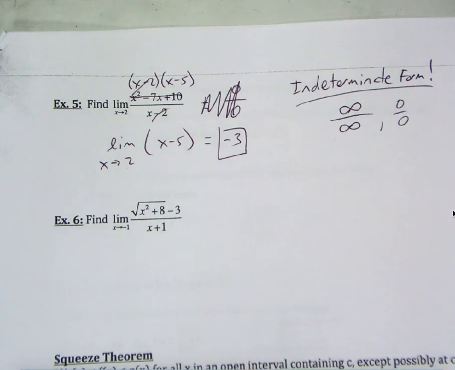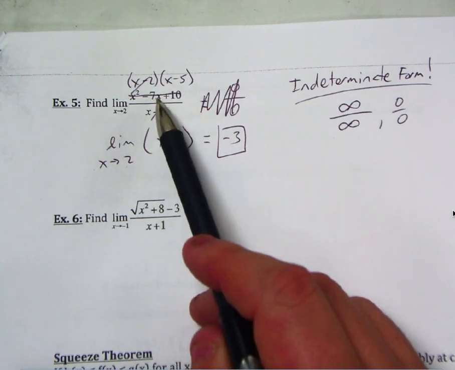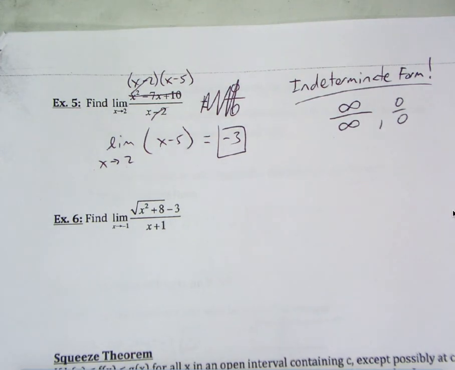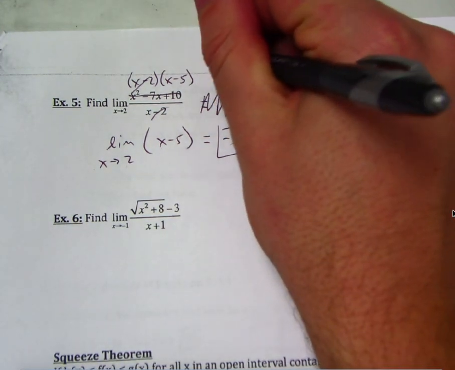So that's one analytic way. If you try direct substitution and you get 0 over 0, see if something factors and cancels, and then try direct substitution again. Okay, so that's option 1, factor.